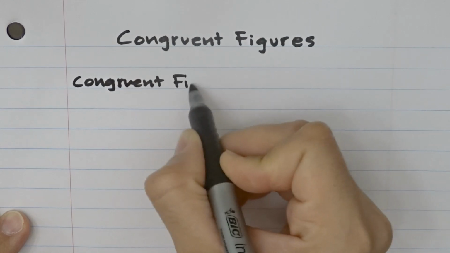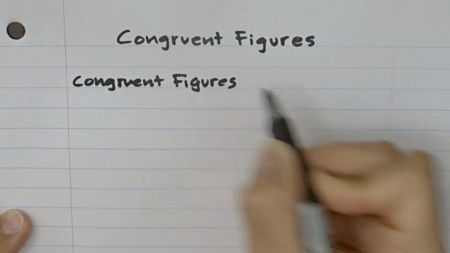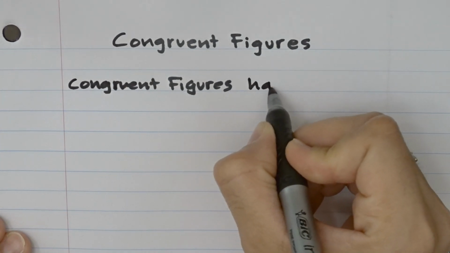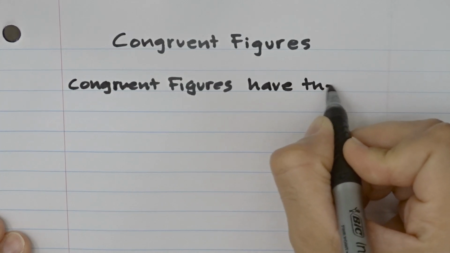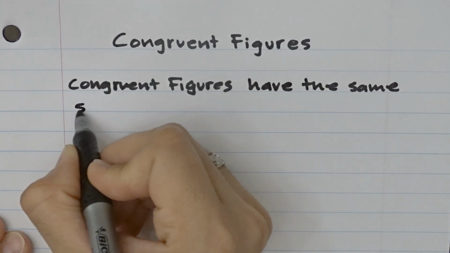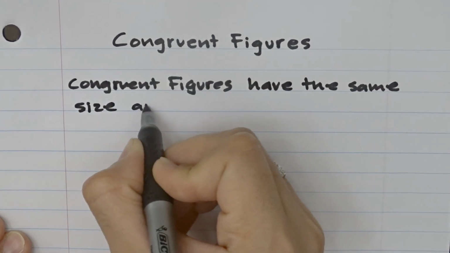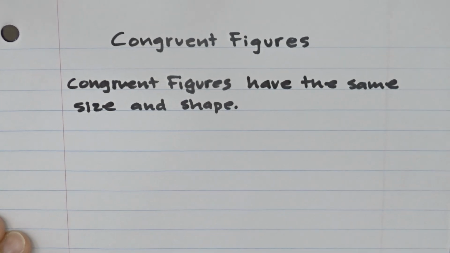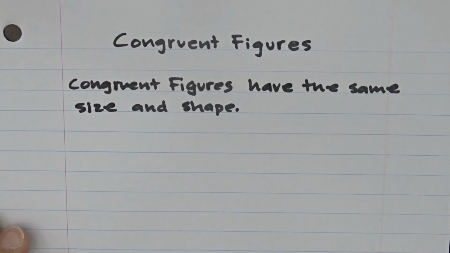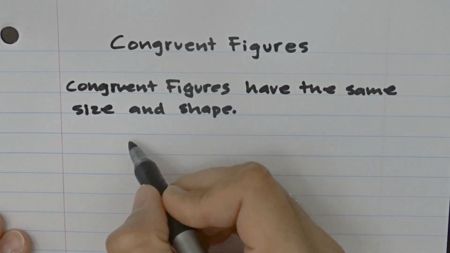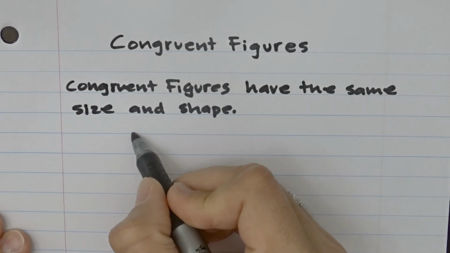figures. And when we talk about congruent figures, it means that they have the same size and shape, which makes them look equal. So again, the word congruent with geometry is the same thing as equal in algebra.